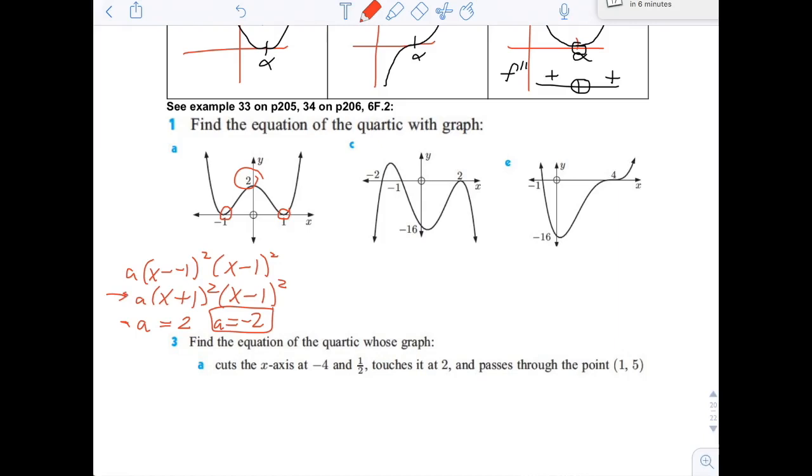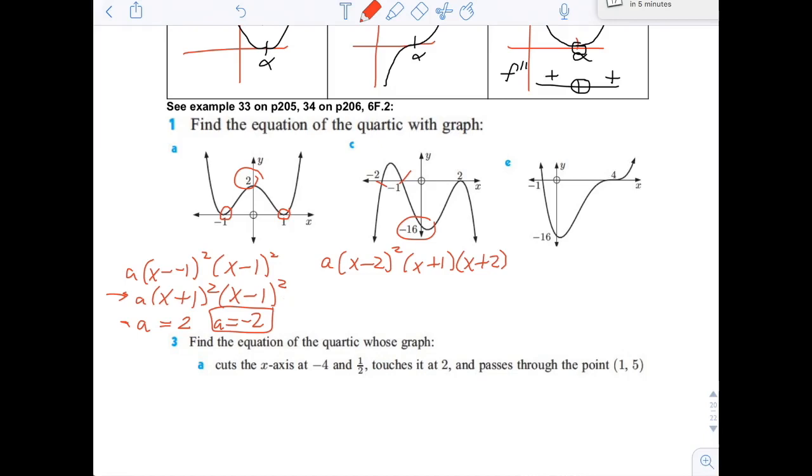Let's look at C. In this case, we have one touch on the x-axis, which is at 2. So we've got a double root at 2. And we cross once at -1, and we cross once at -2. So it's x plus 1 and x plus 2, and we have a multiplier in front, which is a. Let's see how big the multiplier is by putting in the point 0, -16. Oh, by the way, in the last one I made this equal to 2 to figure out what a is, remember?